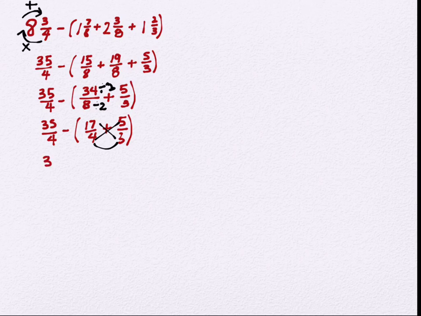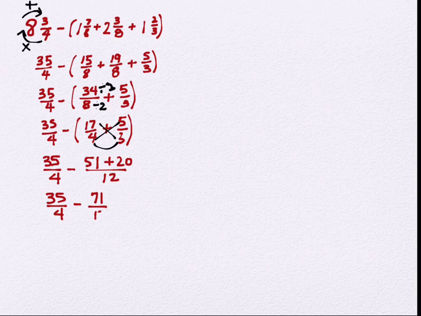So I have the 35 over 4 out front minus, what is 17 times 3? 51 plus 4 times 5, 20 over 12. This is 35 over 4 minus, what's 51 plus 20? 71 over 12.